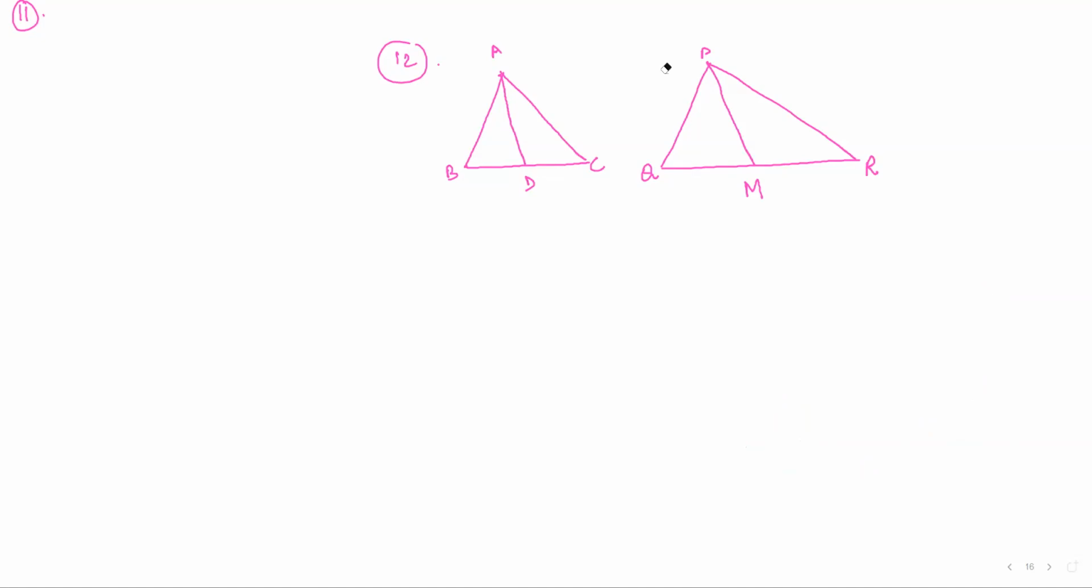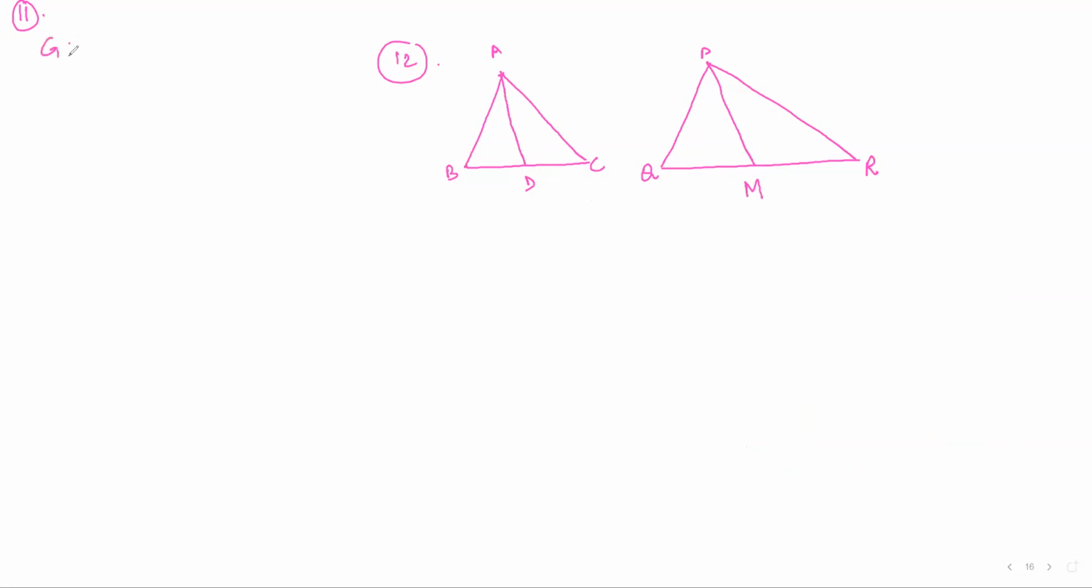Median is something which divides the opposite side into two equal parts. From median, from middle point, you can remember. Median means middle point. So that means D is the middle point of BC. That means it is given that BD is equal to DC.